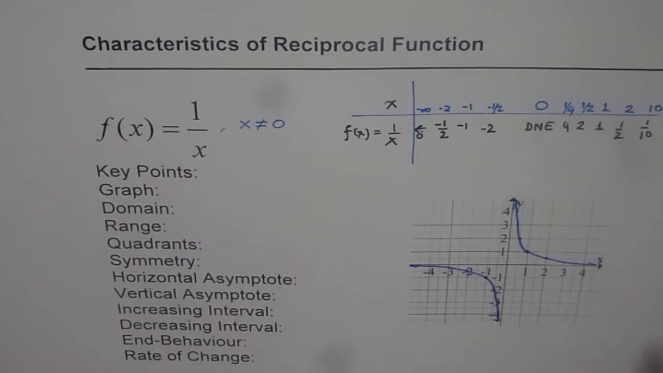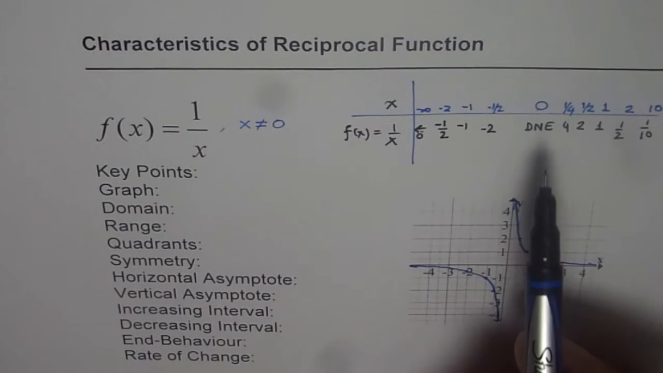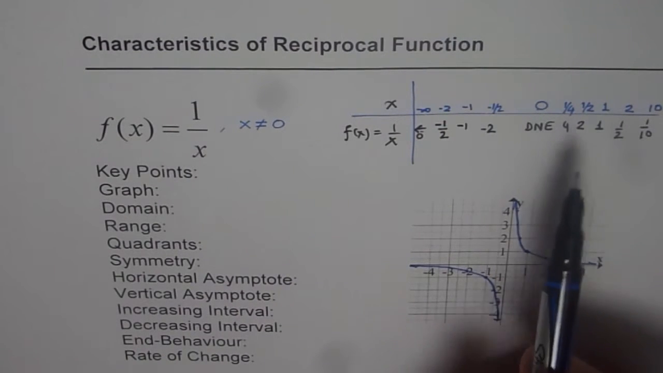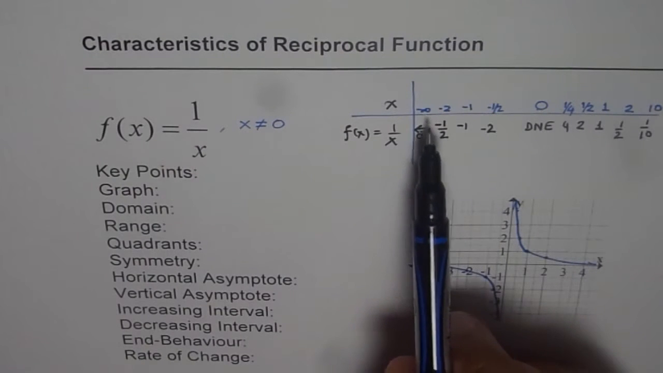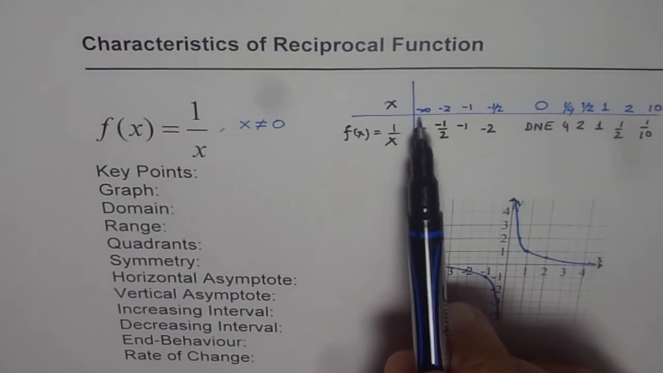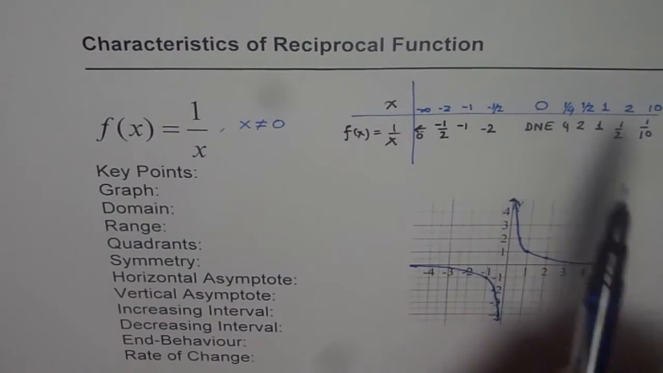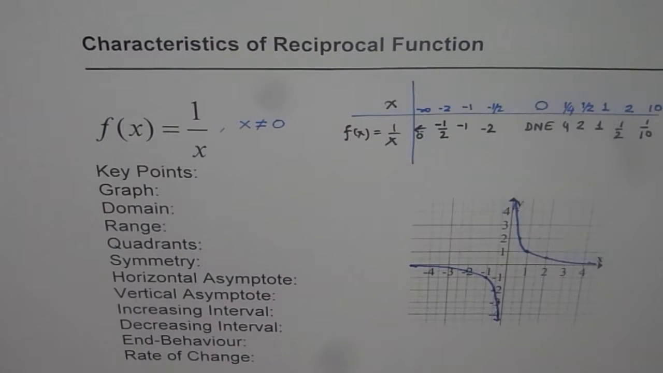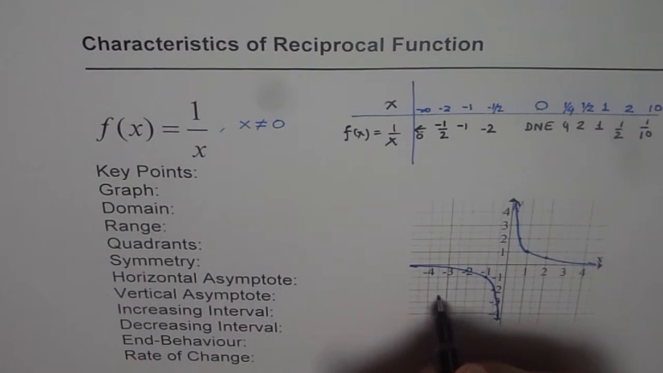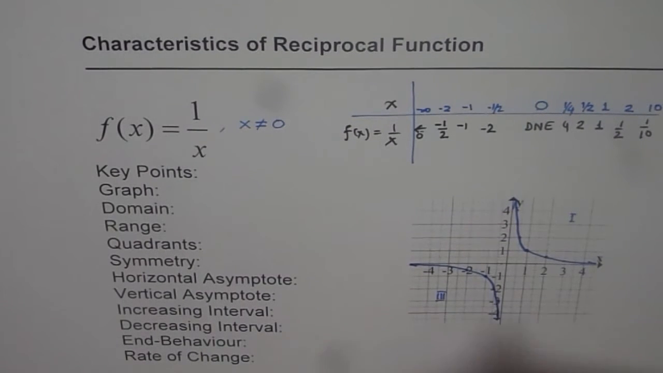So I'll recommend the key points which we should consider are: you can take minus infinity, that means infinitely large value, plus and minus 2, plus minus 1, plus minus half, and 0. These are good points to take, okay? Now with that you get a graph which is in quadrant 3 and in quadrant 1, correct? So that is your graph.